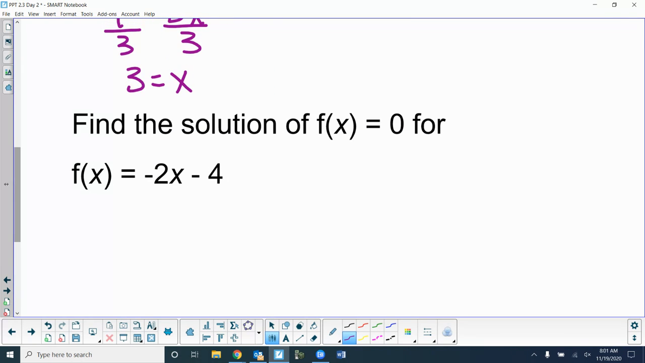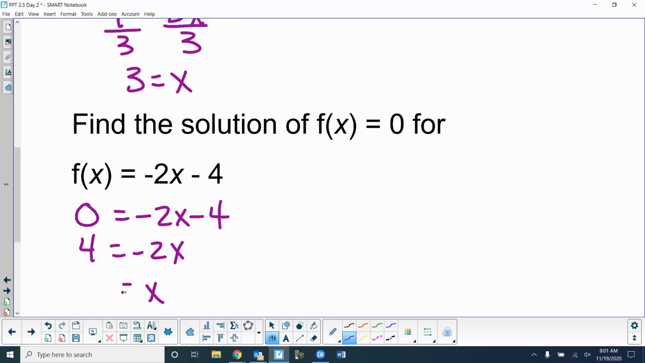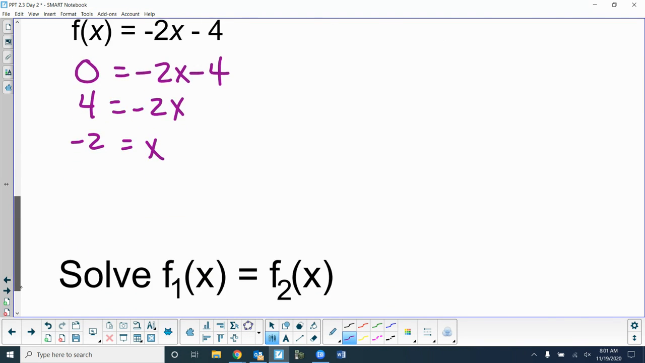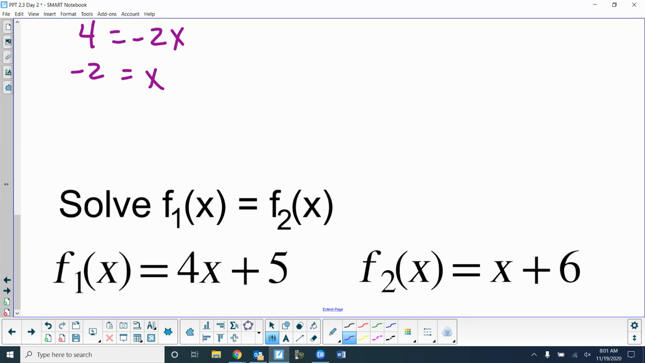Same type of problem, but this time f of x is what? 0. So all you're going to do is put 0 right there. Okay? So add the 4 and divide by -2, right? So those are easy problems. Don't mess those up. Okay? Just substitute in for the f of x when it says f of x equals x. There's a difference.